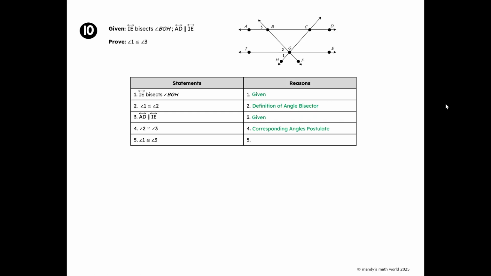Well, my last statement reads that angle 1 is congruent to angle 3. How do I get there? Well, if I look at previous statements, I have already written angle 1 is congruent to angle 2, and angle 2 is congruent to angle 3. So I can then conclude angle 1 is congruent to angle 3 by the transitive property of congruence.